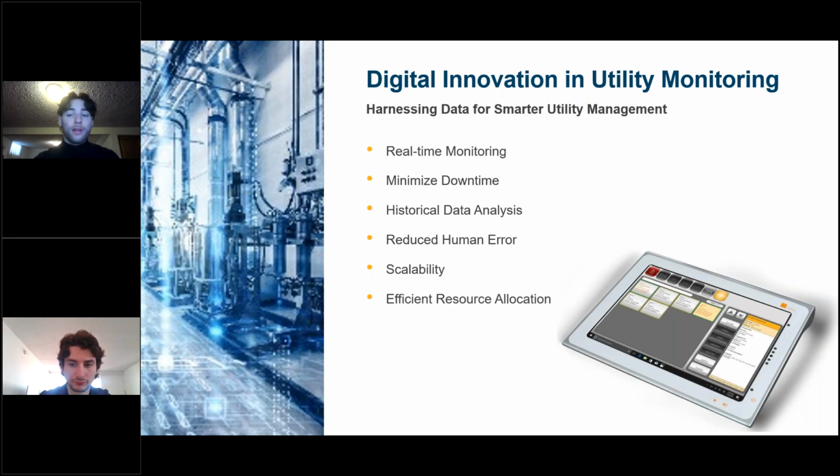As well as reduced human error, which with a digital system is definitely reduced to, if not zero, as well as scalability. Digital systems can easily scale to accommodate facility growth or changing monitoring requirements, as well as efficient resource allocation, which shows that data insights will help organizations allocate resources more efficiently, reducing operational bottlenecks that can often occur, and waste in both time and other resources.